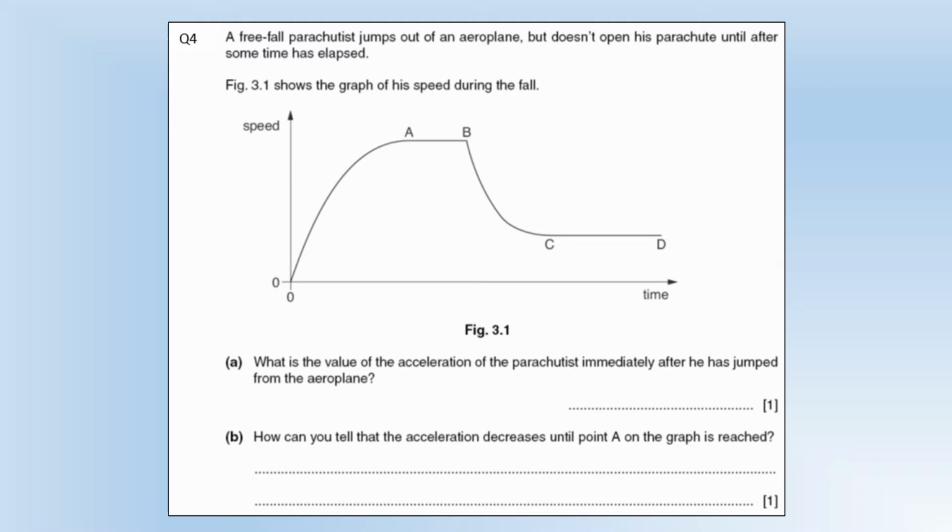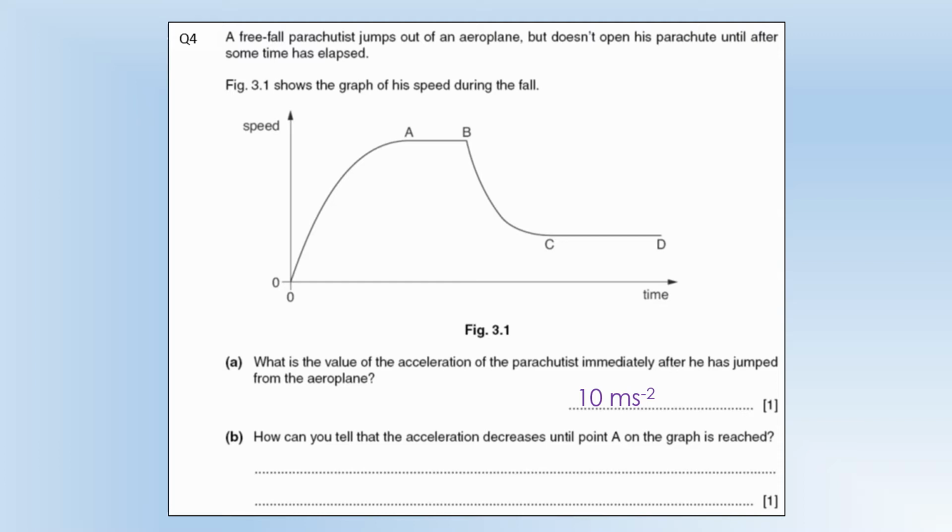A free-fall parachutist jumps out of an aeroplane but doesn't open his parachute until after some time has elapsed. Figure 3.1 shows the graph of the speed during the fall. What is the value of acceleration of the parachutist immediately after he has jumped from the aeroplane? Well, it's going to be 10 meters per second squared. The reason being that the speed is very small, so we can ignore air resistance here. So it's just going to be the acceleration due to the weight force on the parachutist.